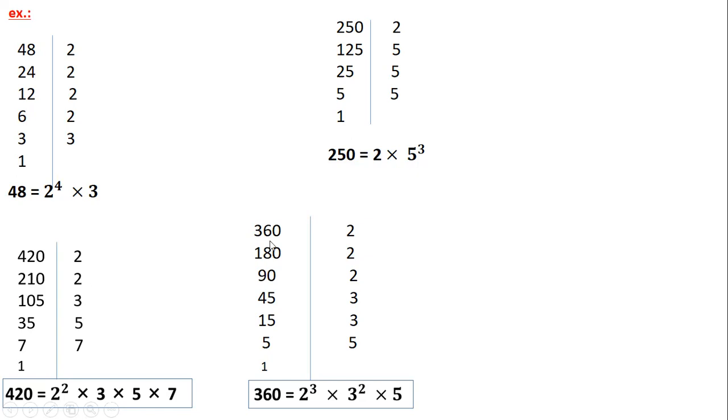Now 360. If I divide it by 2, it's 180. By 2, it's 90. By 2, it's 45. 45 cannot be divisible anymore by 2, so I divide it by 3. By 3, it is 15. By 3, it is 5. And by 5, it's 1. So 360 is equal to 2 cubed times 3 squared times 5. So this is how we apply the prime factorization method.